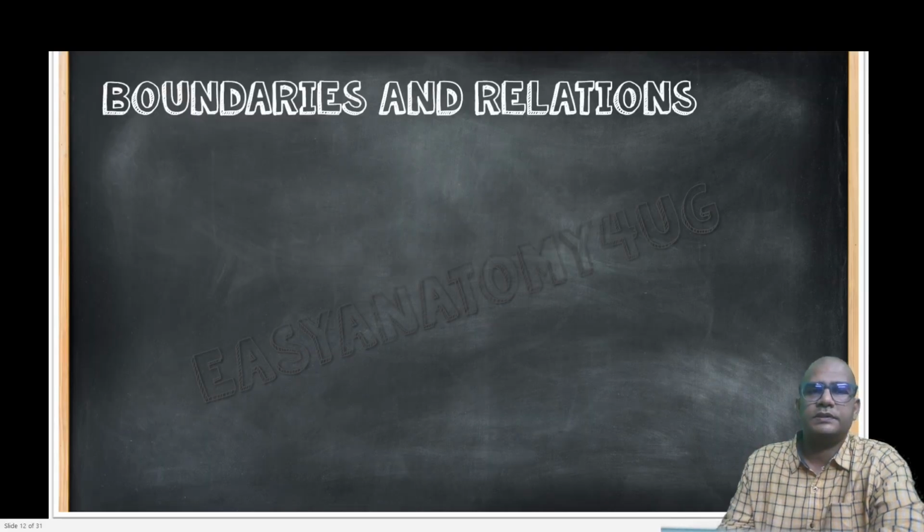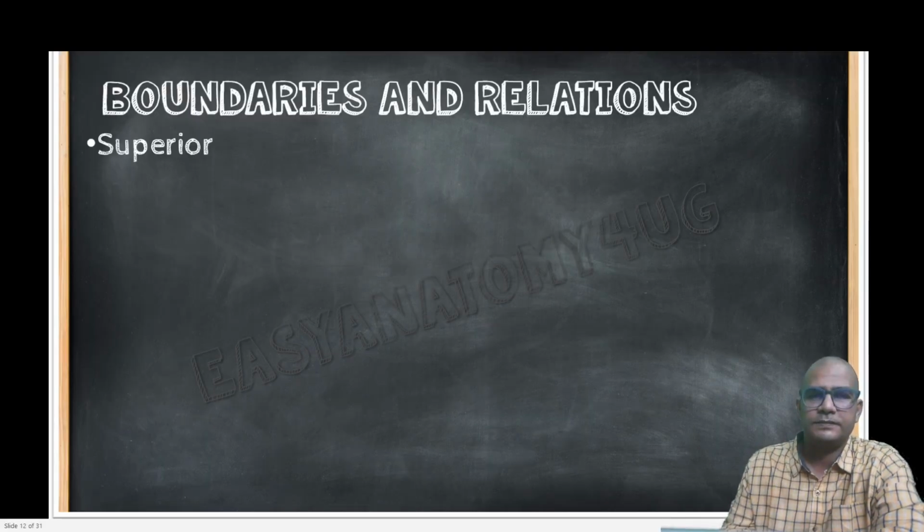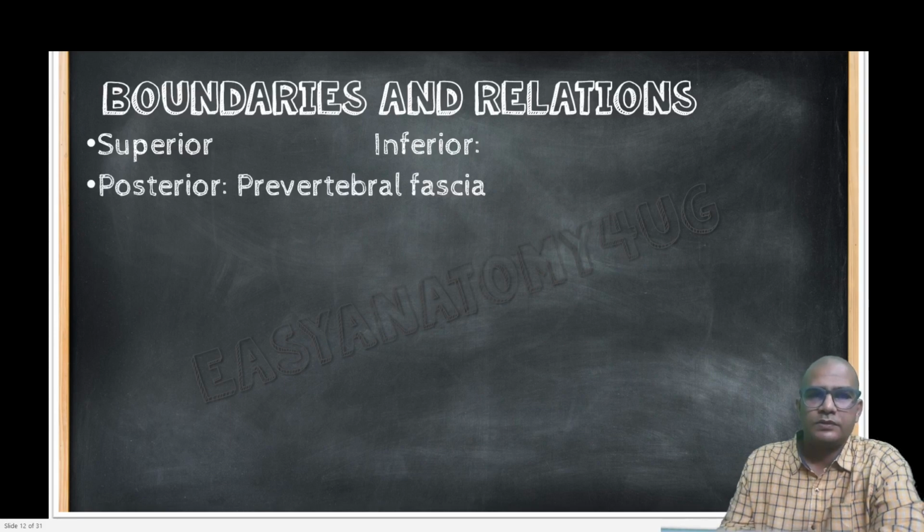Now let us discuss boundaries and relations. Superior and inferior boundaries we have already discussed: base of the skull and the pharyngoesophageal junction. Now we will discuss anterior, posterior and lateral boundaries. So posteriorly there is the prevertebral fascia. In between the prevertebral fascia and pharynx, there is a layer of loose areolar connective tissue because of which the pharynx can freely move.